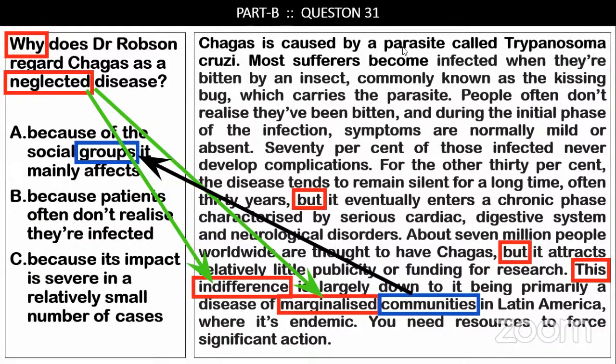How many of you are ready for the next question? Say next. How many of you are ready for the next question? Just type next.